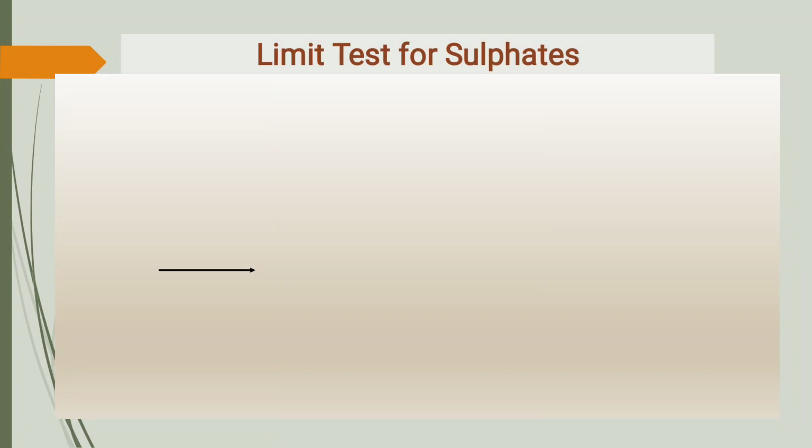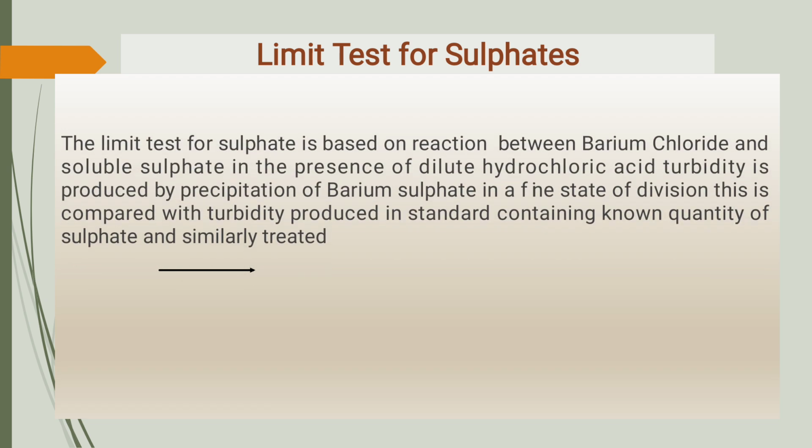Hello students, today we are going to study the limit test for sulfate. The limit test for sulfate is based on the reaction between barium chloride and soluble sulfate in the presence of dilute hydrochloric acid. Turbidity is produced by precipitation of barium sulfate in a fine state of division. This is compared with the turbidity produced in the standard containing a known quantity of sulfate and similarly treated.